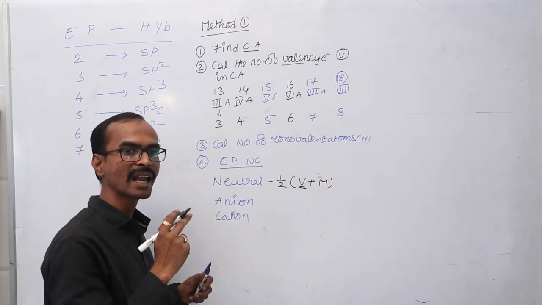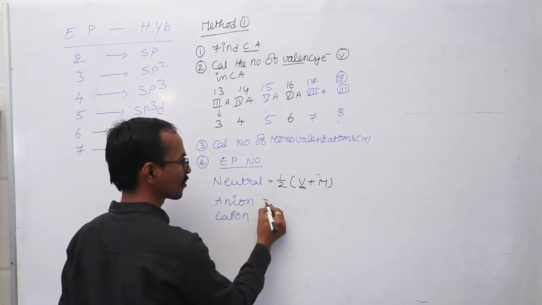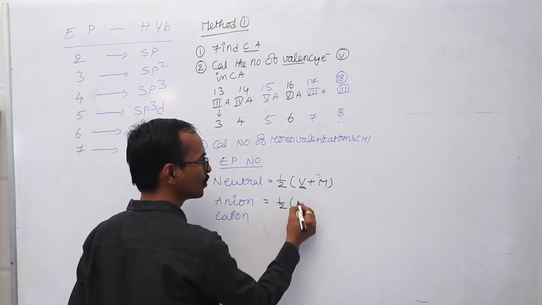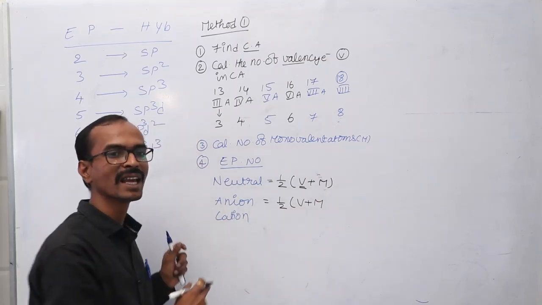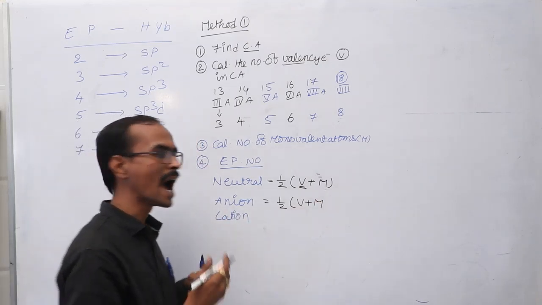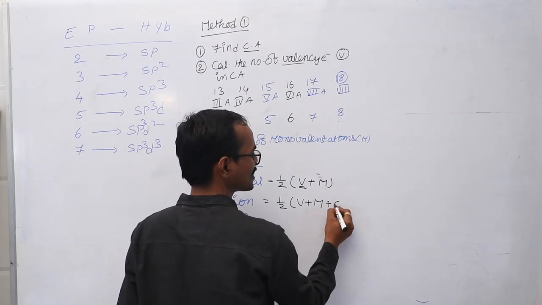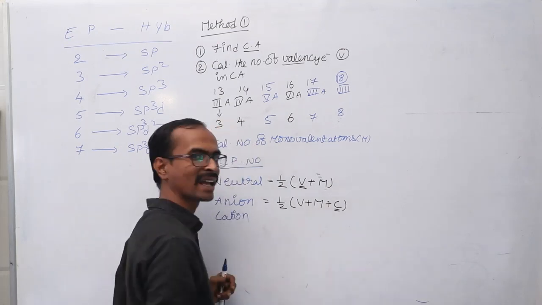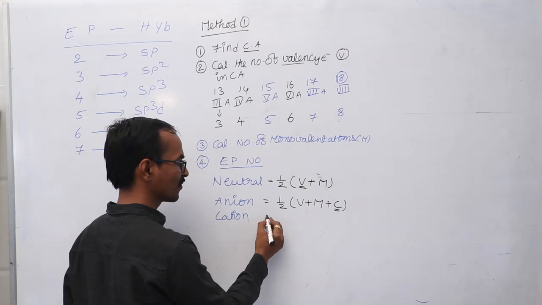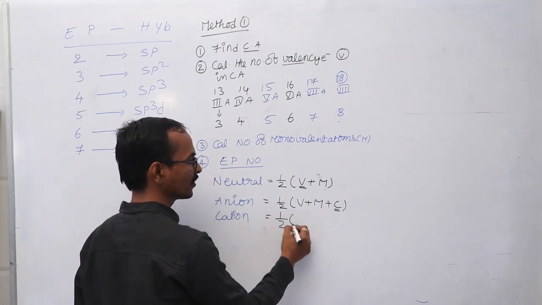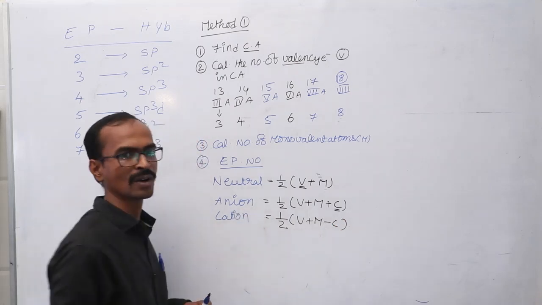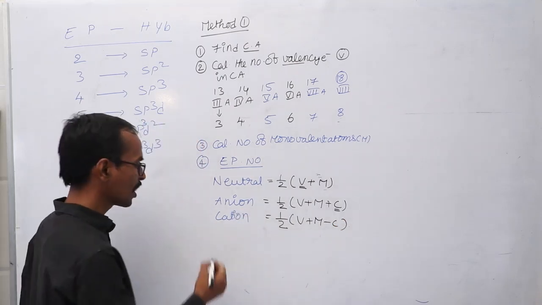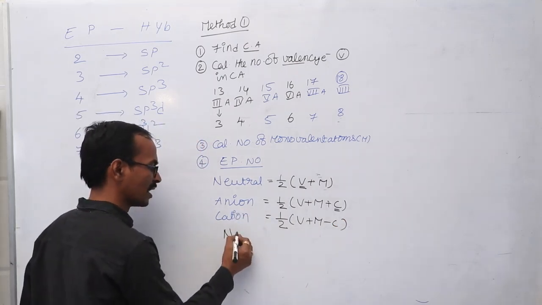If an anion is given, then the formula becomes half into V plus M plus C, as it has a negative charge. Here C is the magnitude of the charge. If a cation is given, half into V plus M minus the magnitude of the charge. Simple. Now let me explain an example.